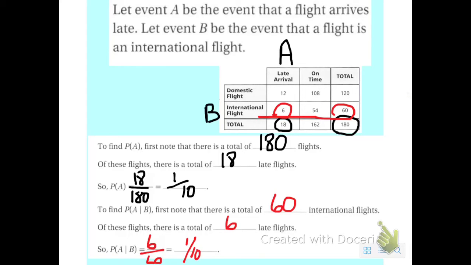Now the standard tells us that if the probability of A, which is late flights, is the same as the probability of A given B, which is late flight given it's international, if they're the same, they're independent. So being international does not affect whether the flight is late or not.